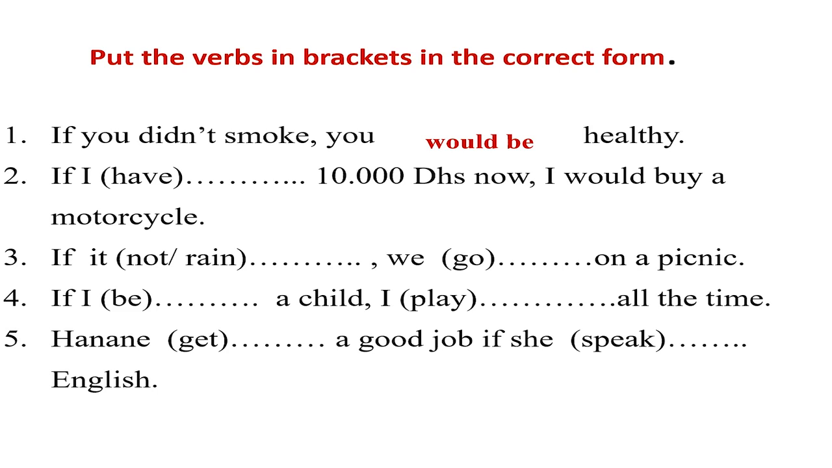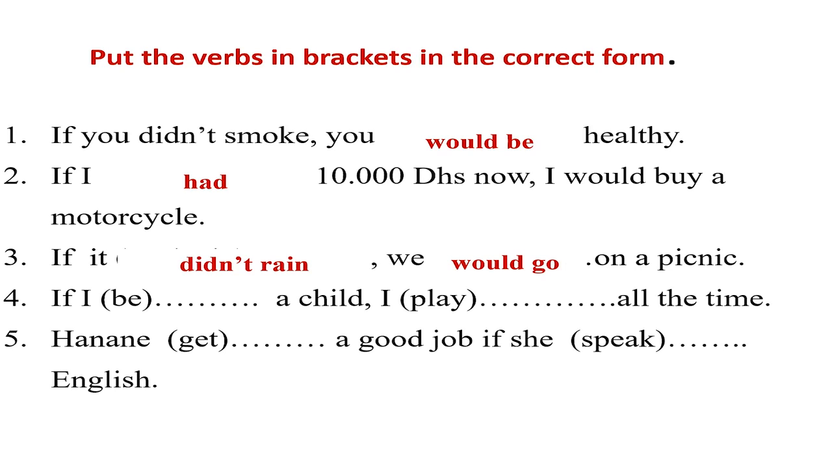Well, I guess you got them right. Okay, number 2, we see if I. Yes, very good. If I had, so we need the simple past of the verb. If I had 10,000 dirhams, now I would buy a motorcycle. Number 3, so here we have a negative. Yes, we see if it. Yes, if it didn't rain, we. Yes, we would go on a picnic.